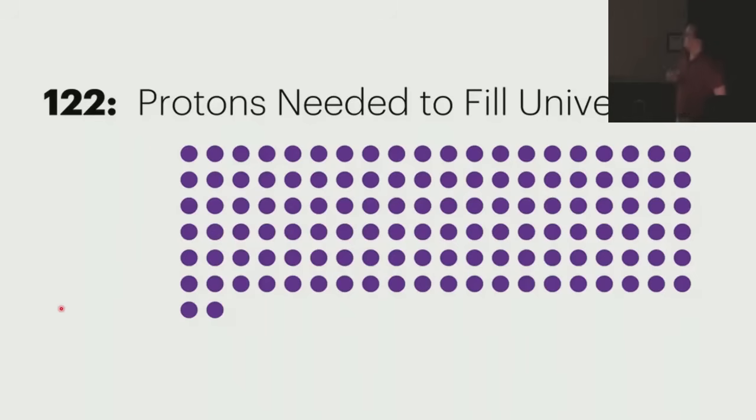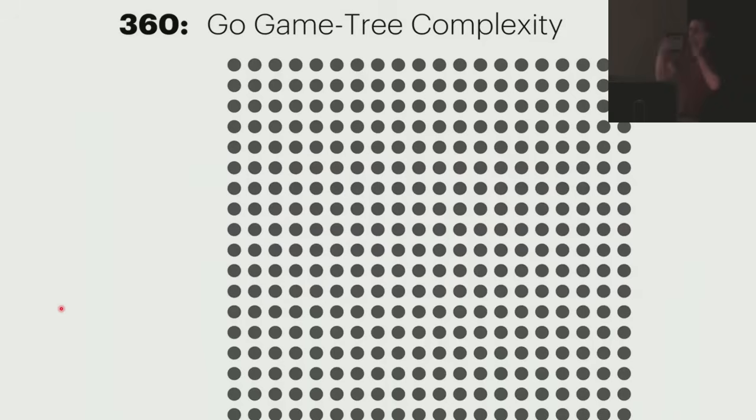10 to the 122 is the number of protons needed to fill the universe. That's not the number of protons in the universe. That's if we wanted to literally fill the universe, all the infinitely small space with protons, that's the number we'd need. So, if we had a full universe of protons, each with a supercomputer inside it, they would have to do 10 to the 50 calculations per second to enumerate all of Go, right? So I don't think that's a reasonable amount of time. Oh, and this is the Go game tree complexity. This is way higher than that, right?